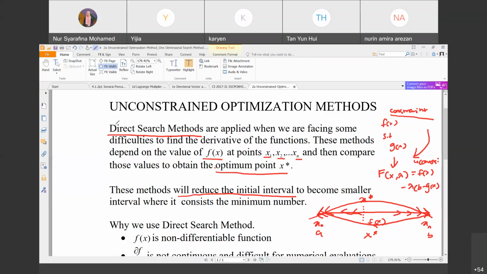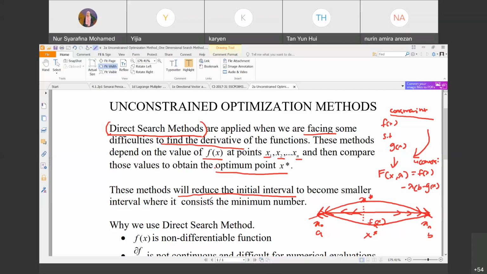So why do we need to have direct search method? Just like before, why don't we just differentiate and then identify the values from the Hessian or from the symmetric matrix, or directly differentiate? Because this is applicable when we are facing difficulties to find the derivative. Sometimes the function is quite complicated where we cannot directly differentiate. Then we use this direct search method.